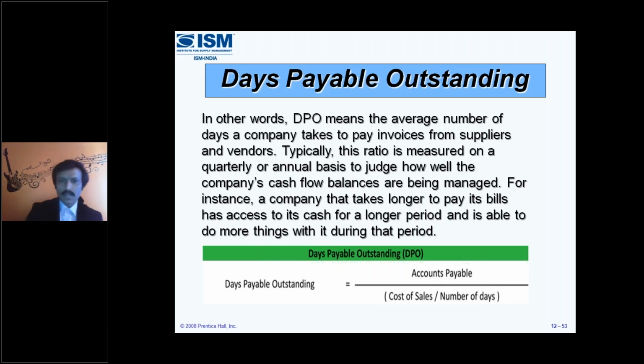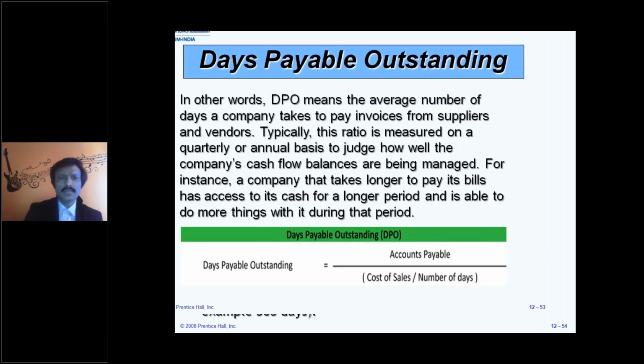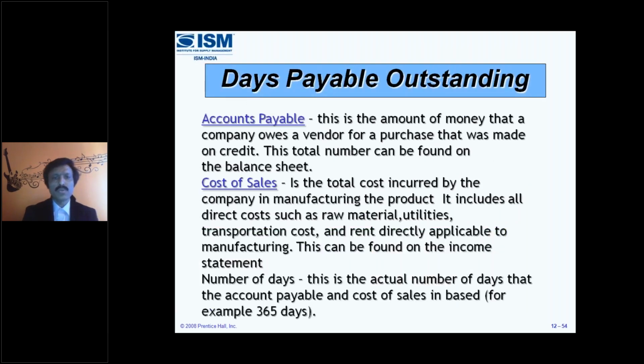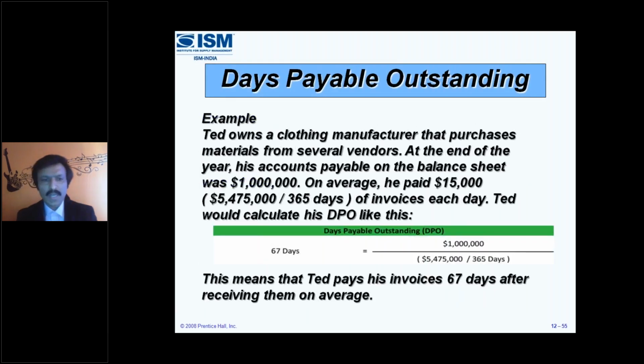How? I'll tell you with an example. Suppose you are a product manufacturing company, and on an average you look at how much payment they have made each day, and then what their DPO will look like. Say DPO is 67 days. In this particular case, it is being worked out. 67 days means you are paying your suppliers on an average within 60 days.